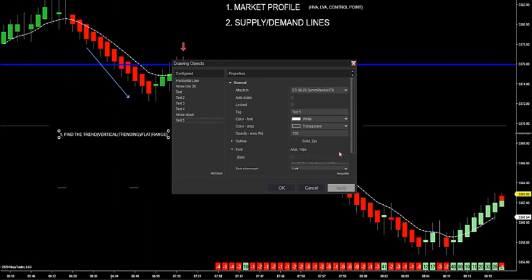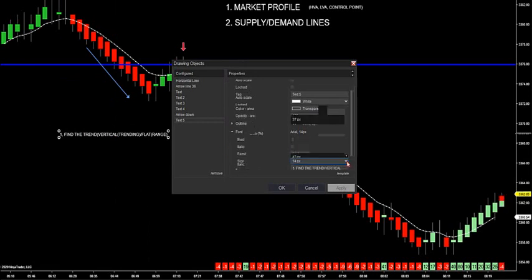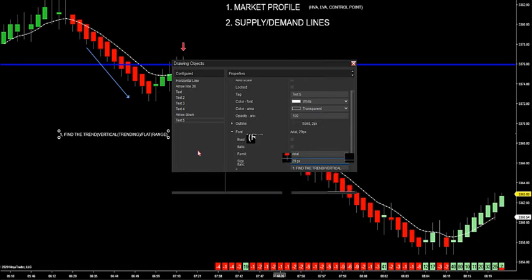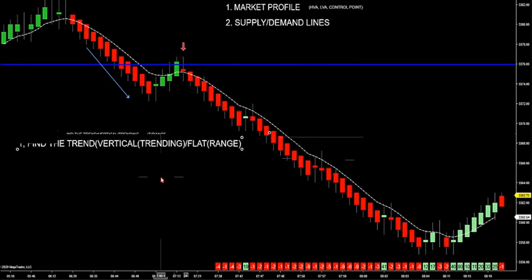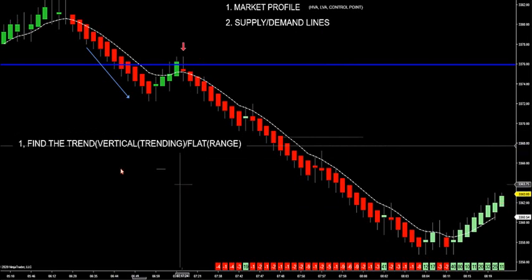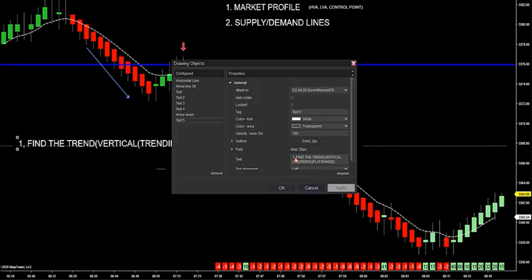Before we even look at supply and demand or market profile, they're irrelevant to me. I got to get my mind right. I got to know if I'm going vertical in the market, which is trending, or if I'm flat in a range market. Because if I'm flat in a range market, we're going to sell the high, buy the low of HVA and LVA on the first and second test.